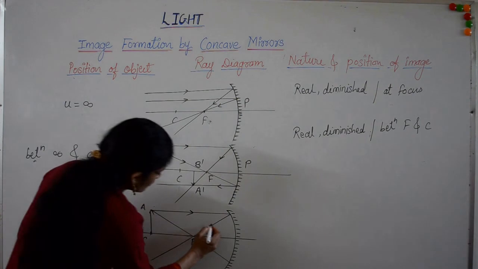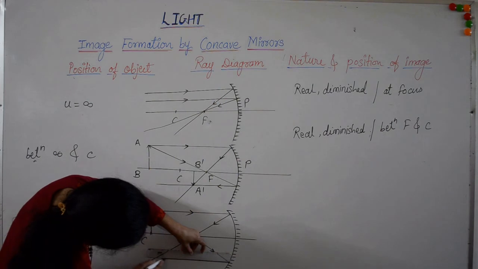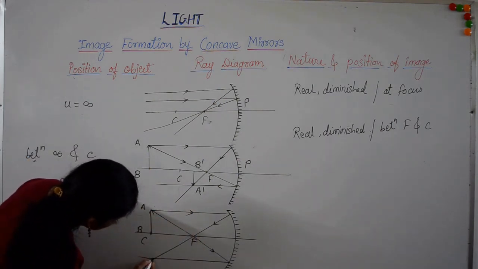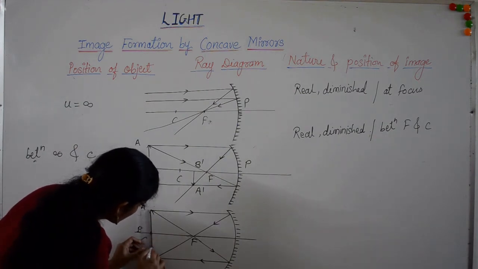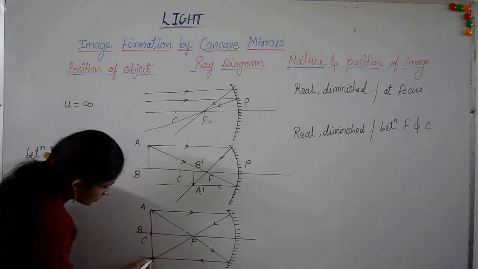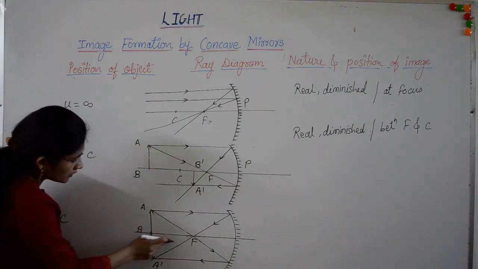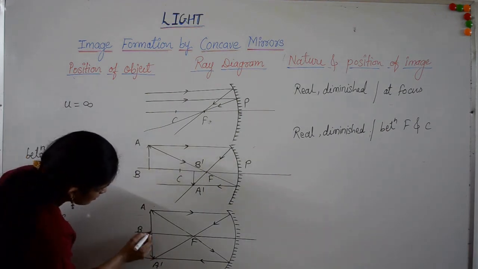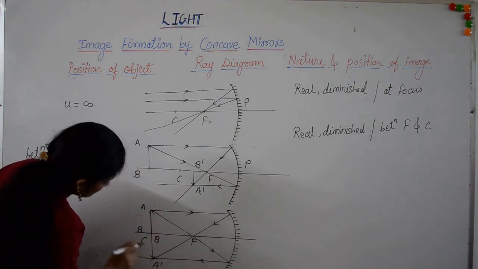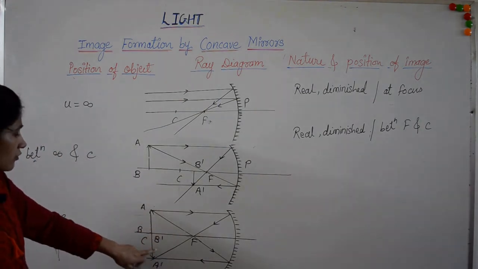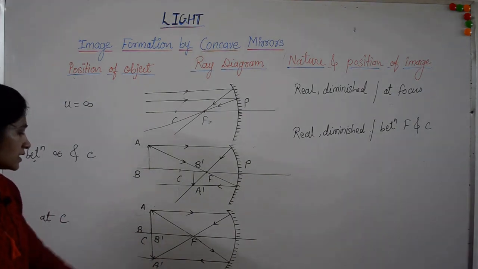Now the ray which passes through the focus, this is the incident ray, this is the reflected ray. It goes parallel to the principal axis. Here these two rays meet and therefore we get the image of point A, A dash, here. Then we have drawn a perpendicular to the principal axis. This is the image of point B, which is B dash. AB is the object and A dash B dash is the image.